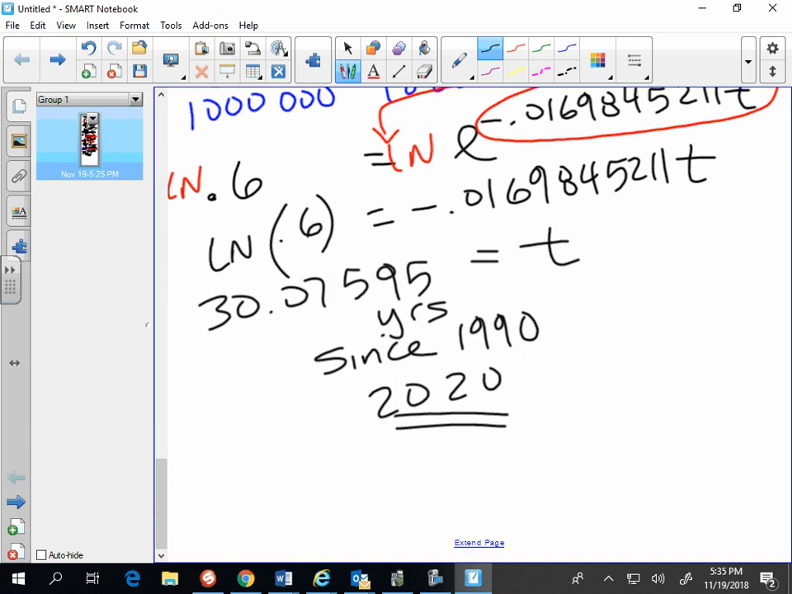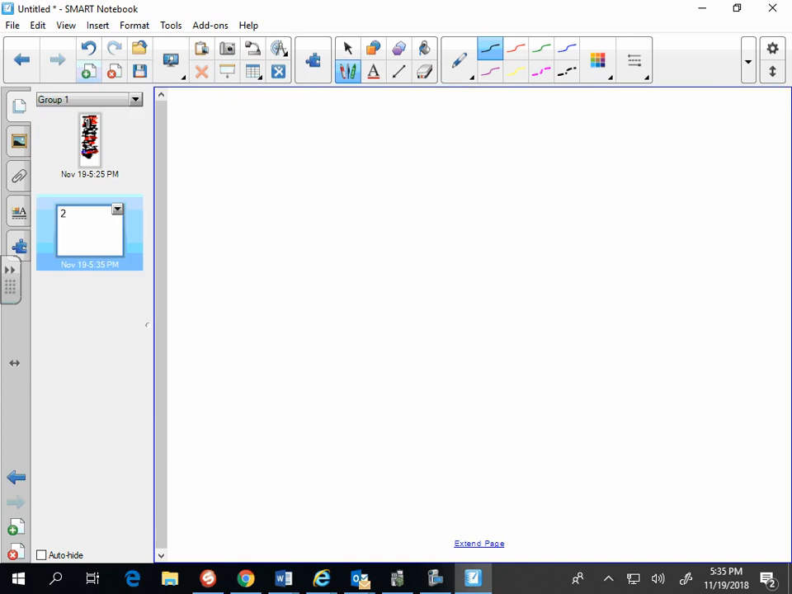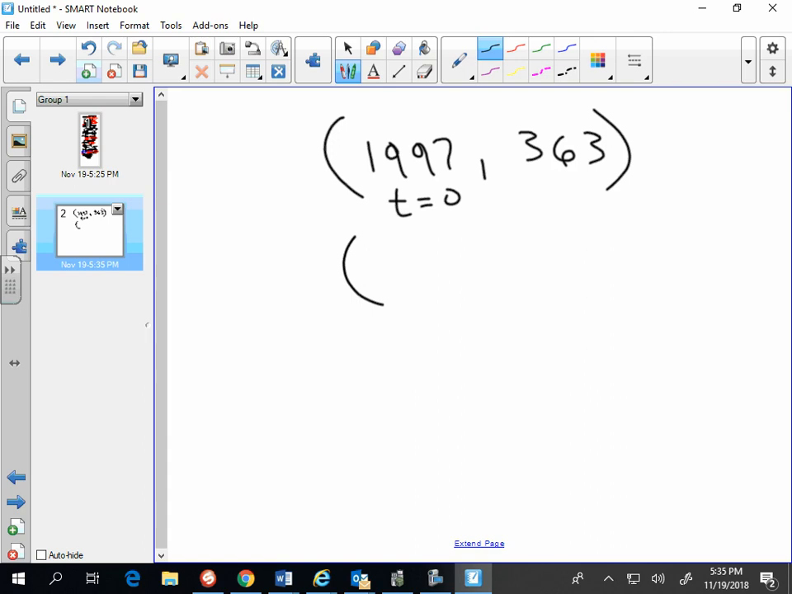Question number 3, carbon parts per million. Carbon parts per million in the atmosphere was 363 in 1997. Again, this is my first time, so I'm going to define that as t equal to 0. And then in 2013, which is 16 years after this, so 16, the carbon parts per million was 393.